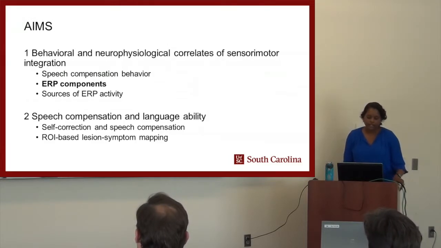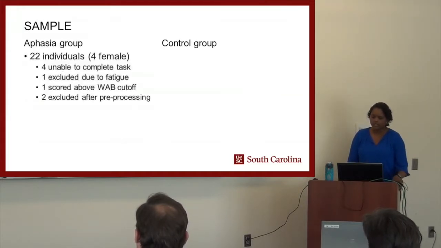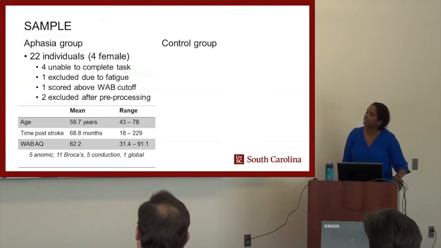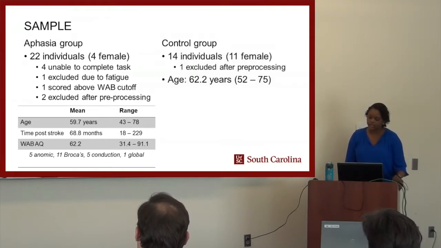Okay, so now we'll take a look at the ERP components that correspond with the behavioral compensation. So the sample decreased by 2 for this analysis. After pre-processing, 2 of the individuals with aphasia were excluded because too many of their trials had to be thrown out because of noise. And the same is true for 1 individual in the control group.